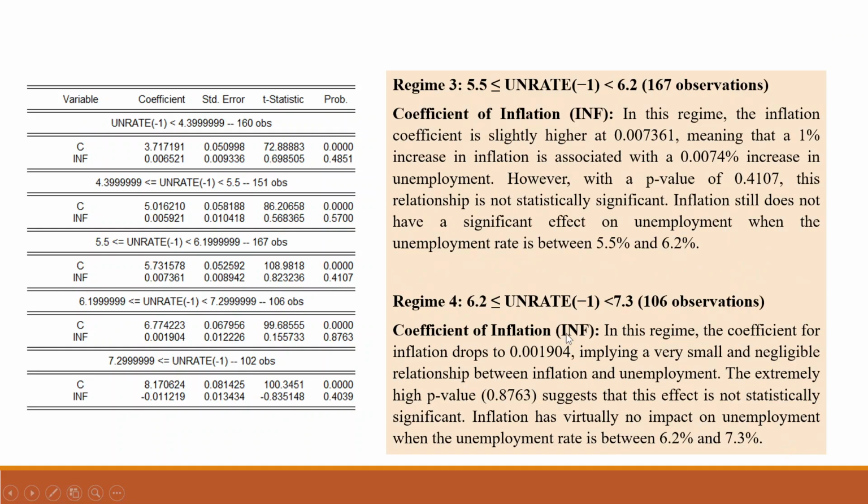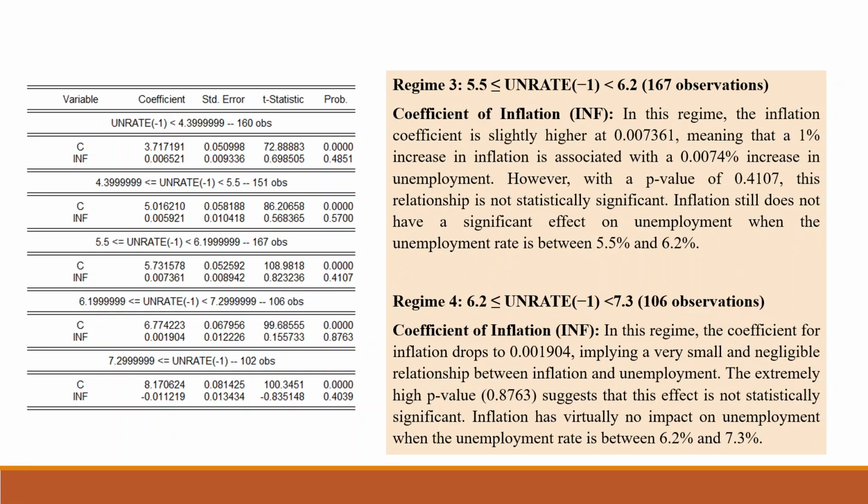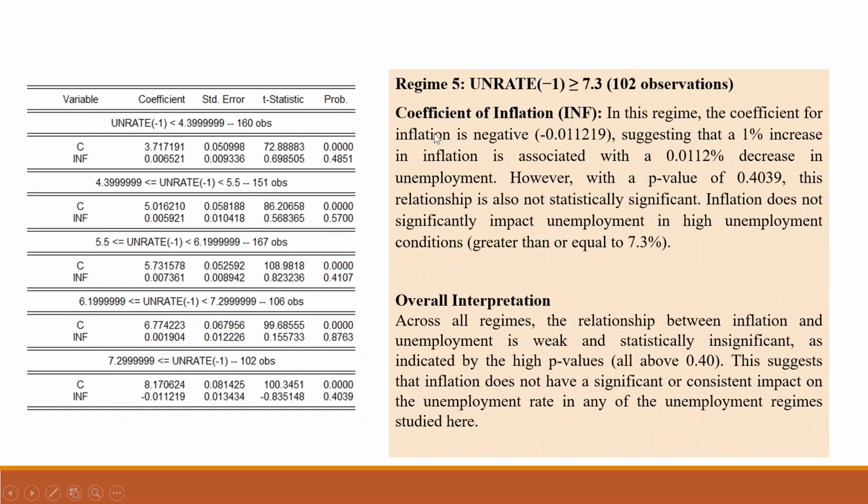Okay, let's talk about regime 3, p-value more than 0.05. Here also the p-value is more than 0.05, and here also it is more than 0.05. So in all the regimes, inflation is not affecting the unemployment rate. This is the interpretation which you can see for regime 3 and regime 4. This is for regime 5.